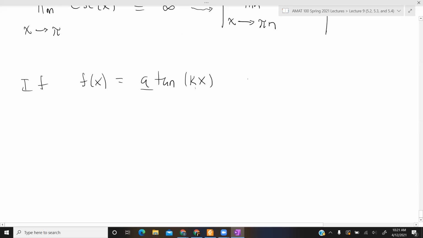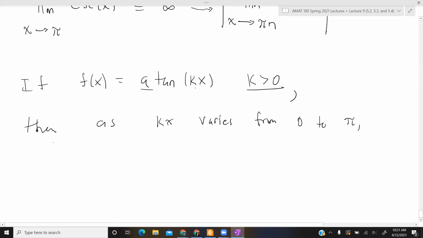So we have a times tan of kx, and we're just going to assume that k is positive. The negative case is easy, right? Remember, if k is negative, you can factor out that negative, and it all reduces to the case of k being positive. So if our function f of x is equal to this, then as kx varies from 0 to pi, that's the period, f of x completes one period, right?